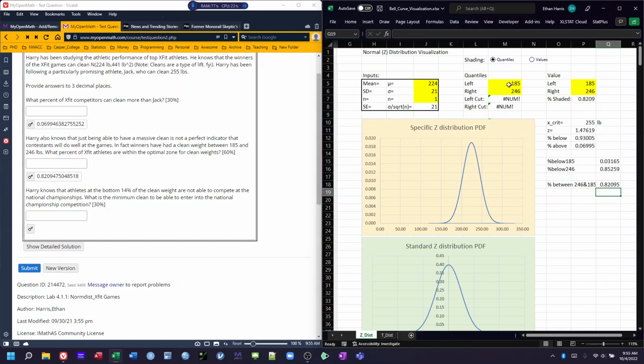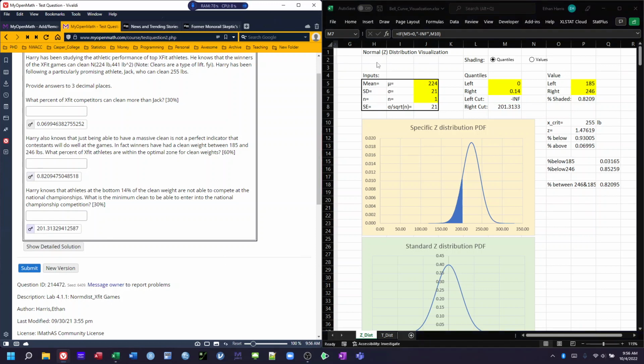Now we're ready to do quantiles. So for here, the left percentage that we want is all the way at 0. And we want to go to the right until we reach 0.14. And here we have it shaded, and the left cut is from negative infinity all the way to the right cut of 201.313. So we have to have a lift of at least 201.3133 pounds. And there we go.